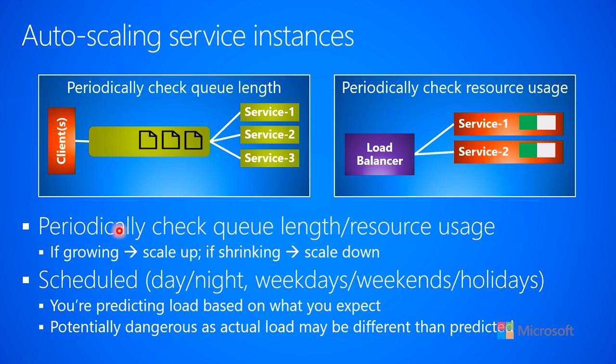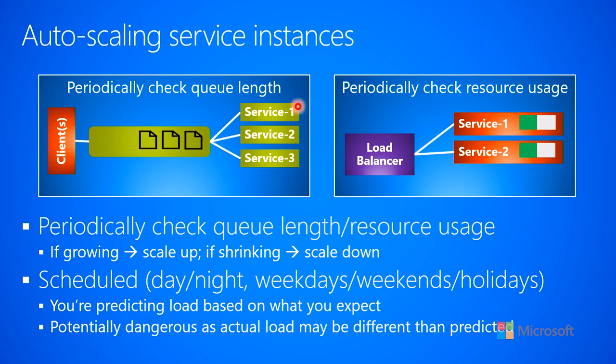So as I say here on the slide, the orchestrator is periodically checking the queue length. If the queue length is growing, it will scale up the number of instances in your cluster. If it is shrinking, then it will scale down the number of instances. And if the queue length is relatively stable, then of course the number of instances will also remain stable.